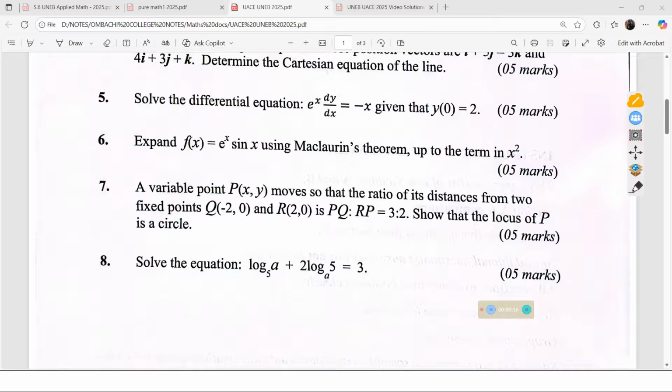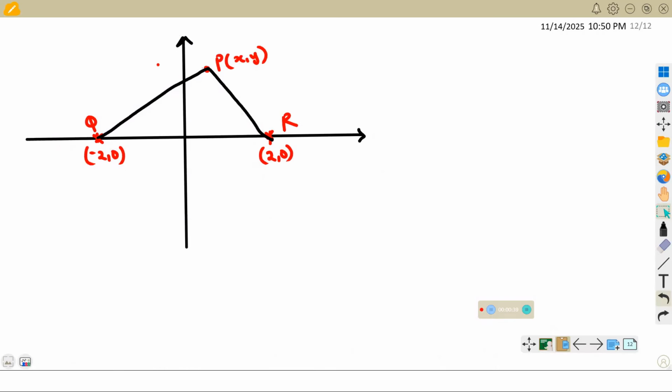So we are looking at question number 7. Question number 7 says a variable point P of x, y moves so that the ratio of its distances from two fixed points, Q given as negative 2, 0 and R given as 2, 0, is PQ to RP equal to 3 to 2. Show that the locus of P is a circle. So we want to interpret this given information. We are told that Q is negative 2, 0 and R is 2, 0.